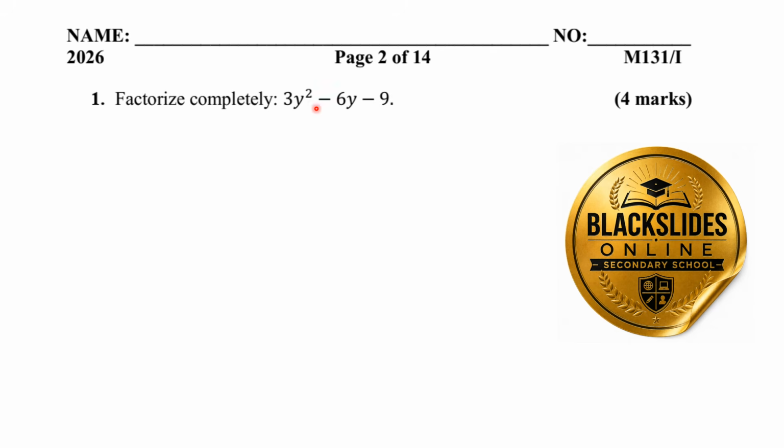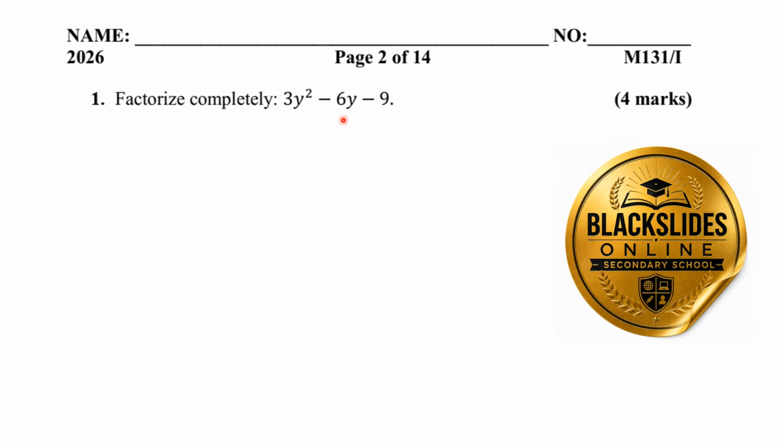Factorize completely. To factorize an expression is simply to find the factors of the given expression. So the number of marks usually indicates how many steps you need to lay out your work, especially critical steps.